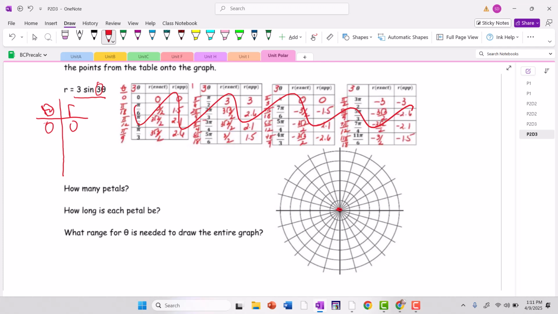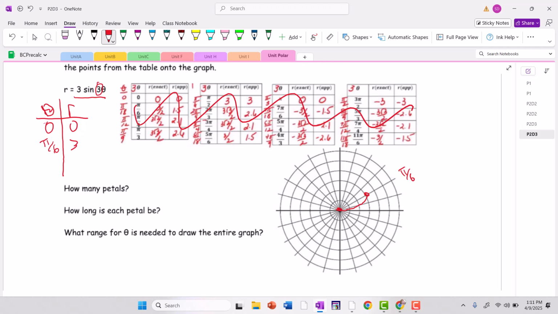So pi over 6 is my next one. Pi over 6 times 3 is pi over 2. Sine of pi over 2 is 1. 1 times 3 is 3. So here's pi over 6, and that's where one of my rose petals are. And it does go like this in some way, shape, or form. That's the start of it.